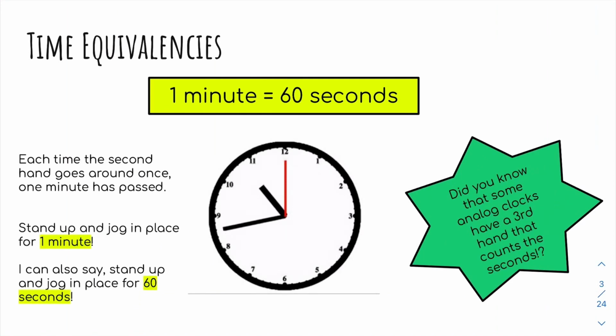But did you know that some analog clocks have a third hand that counts the seconds? The second hand is usually thin and red. Each time the second hand goes around the clock once, 1 minute has passed. There are 60 seconds in 1 minute. I could say, stand up and jog in place for 1 minute. I can also say, stand up and jog in place for 60 seconds. 1 minute is equal to 60 seconds.